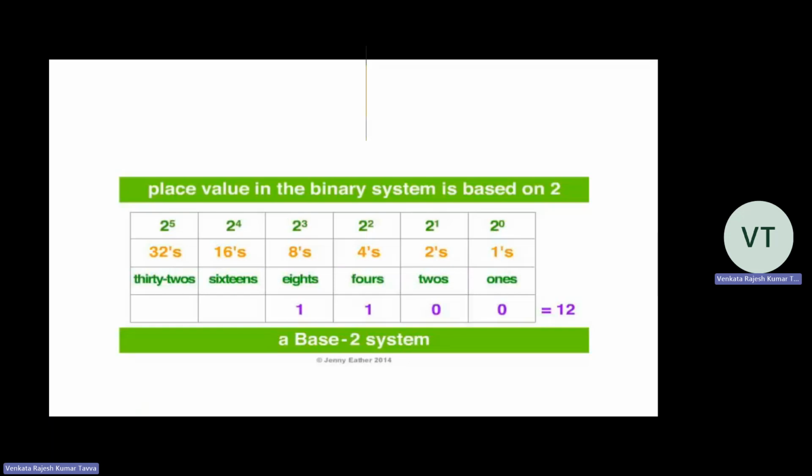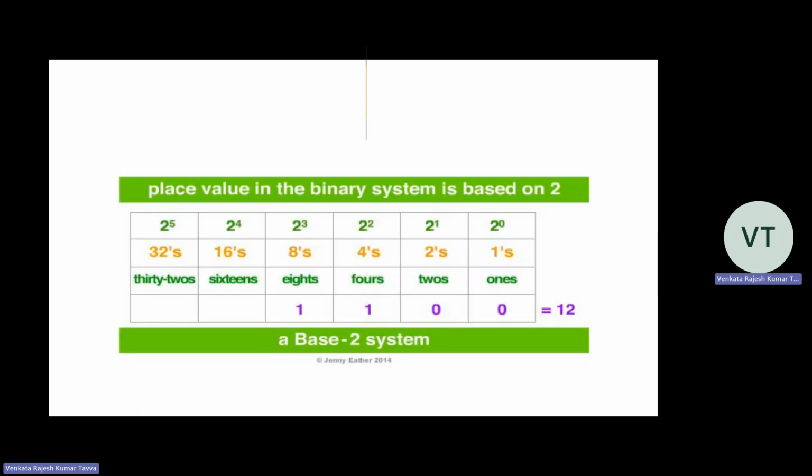Now in the binary system, suppose the number is 1100. The place values in the binary system will be 1s, 2s, 4s, 8s, 16s, and so on, right? And the digits will be either 0 or 1. So all you need to do is take each digit, multiply it with its respective place value, and add up all these products. So you will have 0 into 1 plus 0 into 2 plus 1 into 4 plus 1 into 8, right? So the output will be 12.